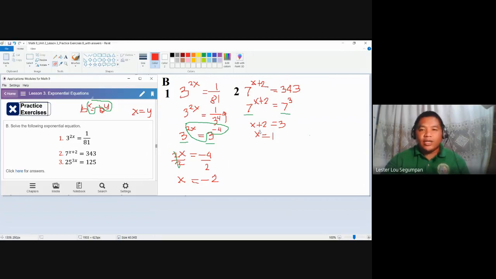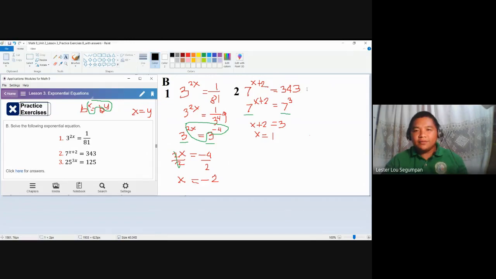So checking, let's try to check. Substitute 1 here. So 1 plus 2 is 3. 7 cubed is 343. That means our solution for x, which is 1, is already correct.